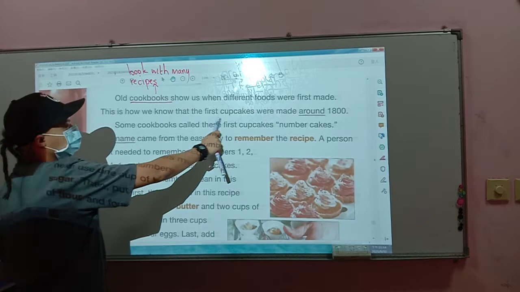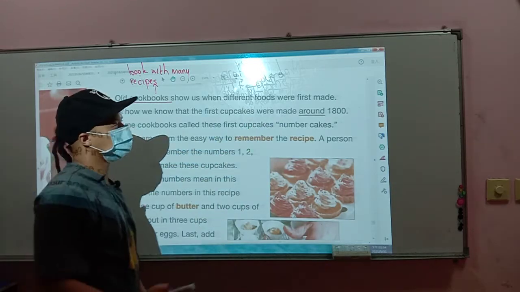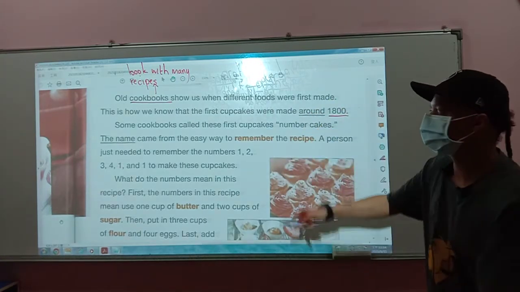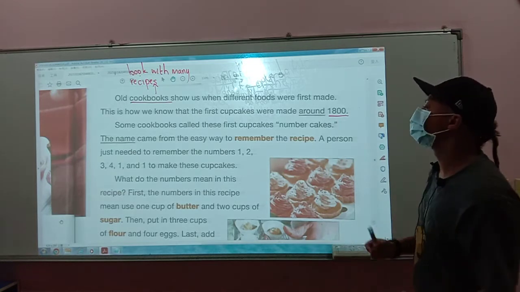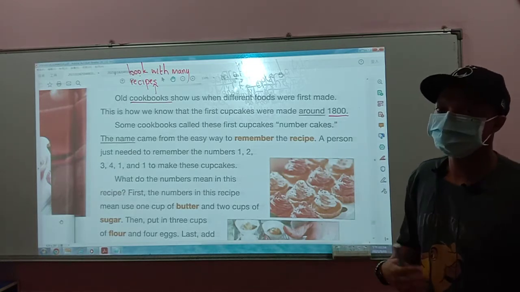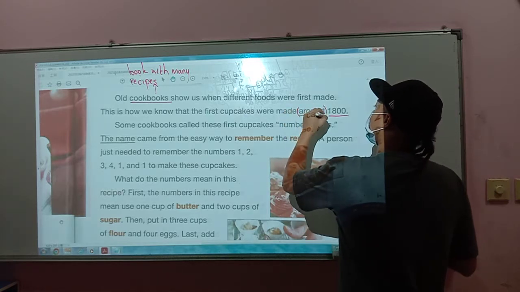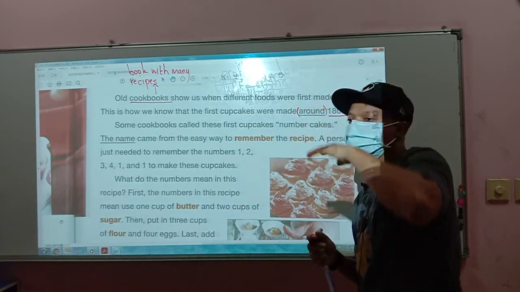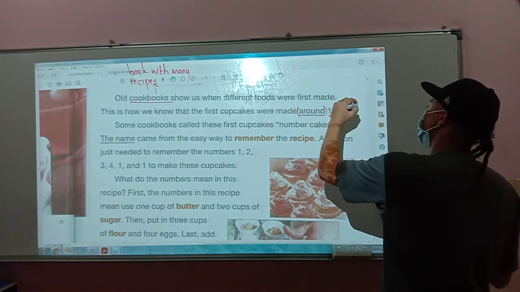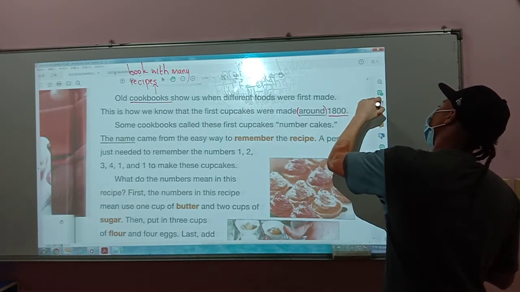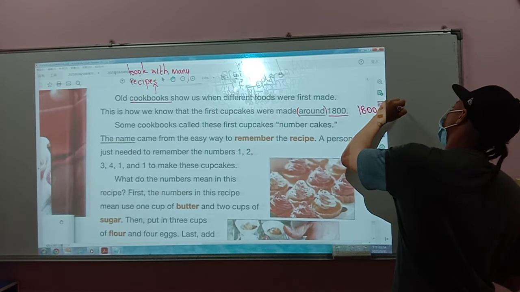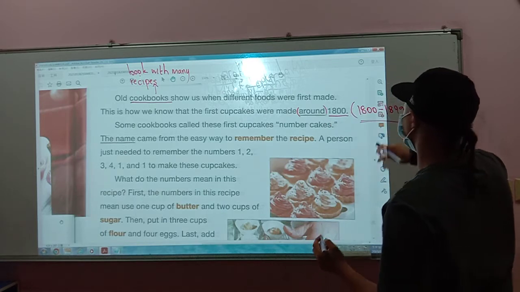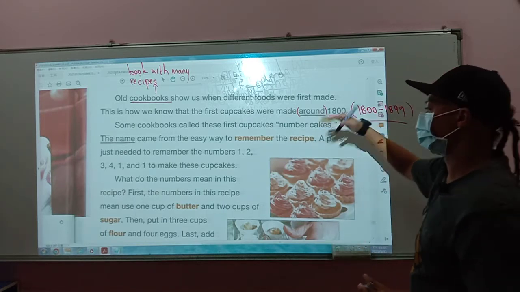This is how we know that the first cupcakes were made around 1800. Alright, so 1800, they are not saying that it was made in the year 1800. They don't know which year it is exactly. So they say around. Okay, so like 1800, maybe a little later or a little bit earlier, or maybe between 1800 to 1899. So between these years. Okay, so around 1800. Alright, so that's what they were saying, around those years.